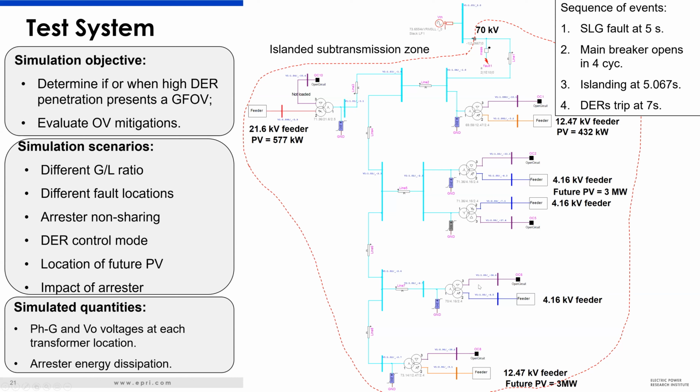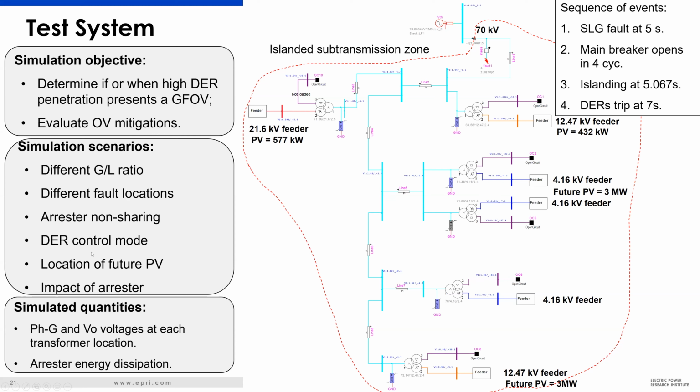GFOV problem. At the existing PV level, the generation to load ratio was 3%, which is quite low, and there was no risk of GFOV based on simulations. But as we increase the level of PV, the voltage level increased, and basically the GFOV risk increased. The first objective was to see at which DR penetration level the GFOV becomes a problem. And then the second objective was to evaluate GFOV mitigation options.